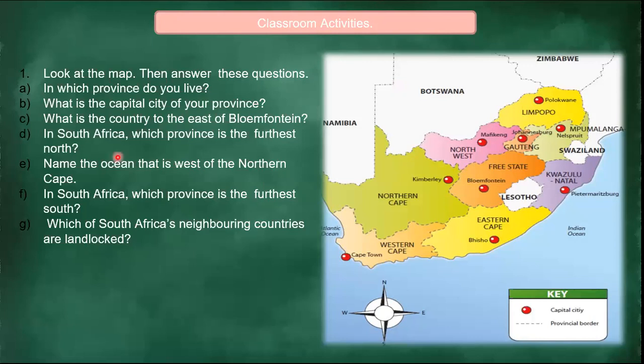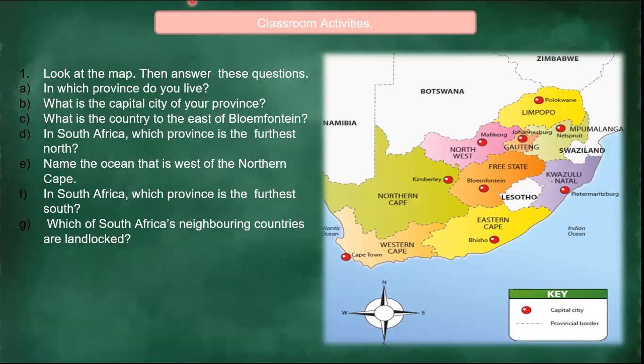Okay, question number 2C. What is the country to the east of Bloemfontein? Okay, let's look at Bloemfontein. Yes, what is the country to the east of Bloemfontein? Zoe. The country to the east of Bloemfontein is Lesotho. Lesotho. Yes, that's correct. Thank you. Welcome.